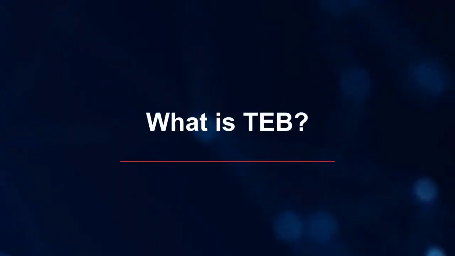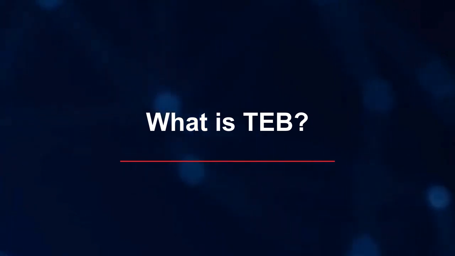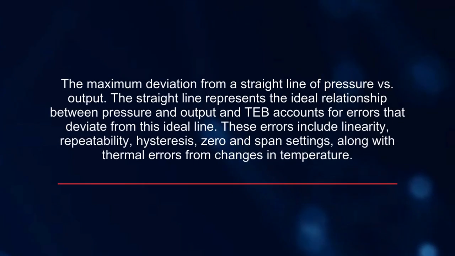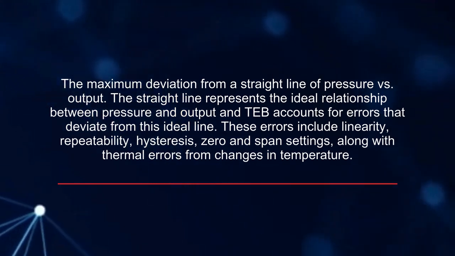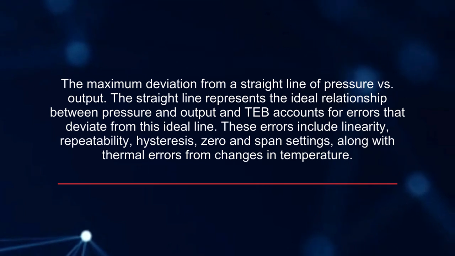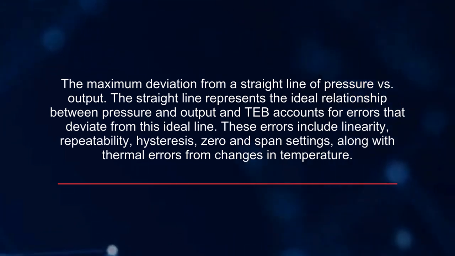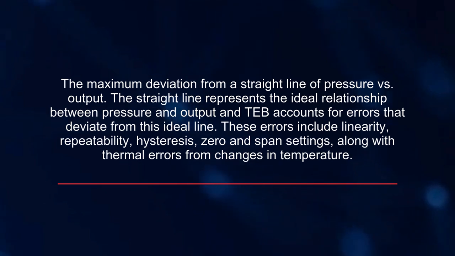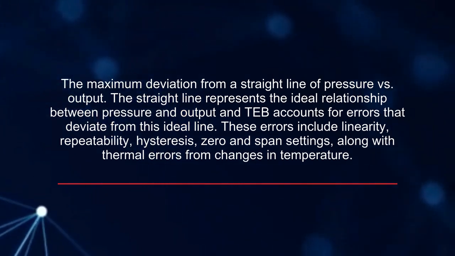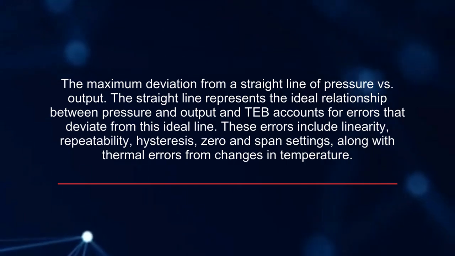So what exactly is the total error band? In simple terms, TEB represents the maximum deviation from a straight line of pressure versus output. This straight line represents the ideal relationship between pressure and output, and TEB accounts for errors that deviate from this ideal line. These errors include linearity, repeatability, hysteresis, zero and span settings, along with thermal errors from changes in temperature.